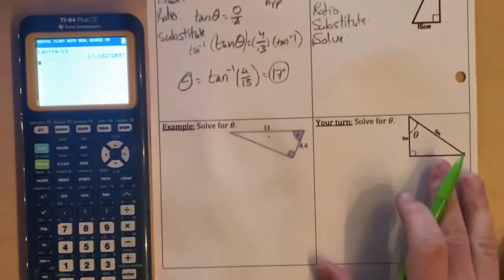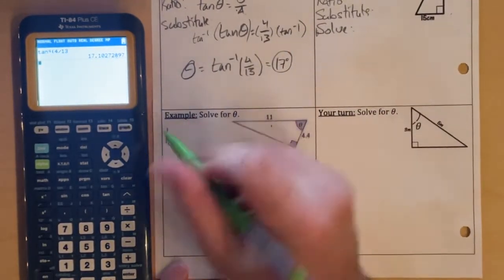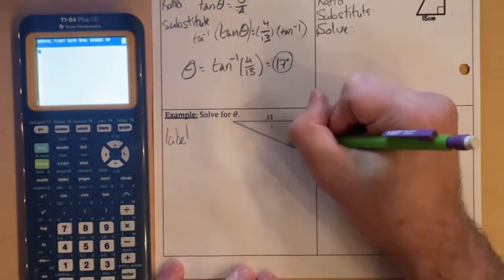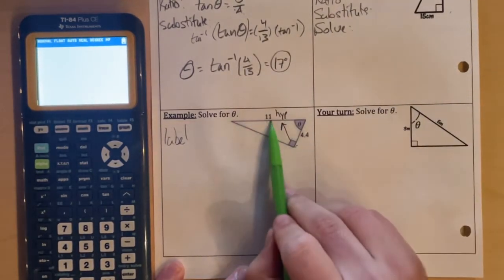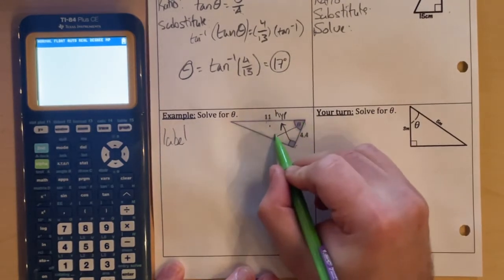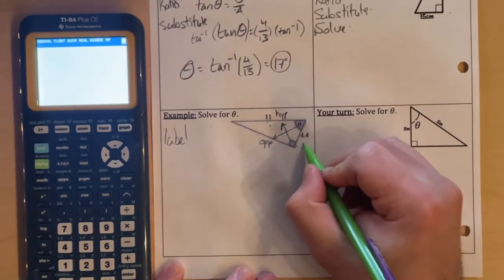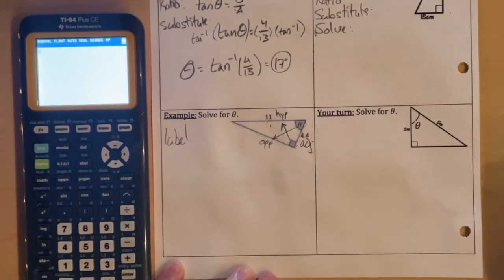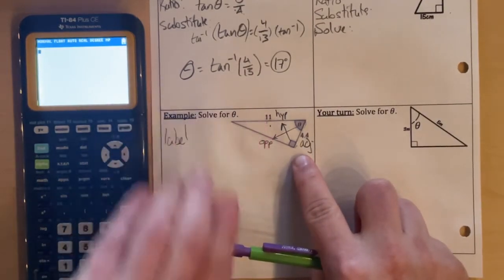All right, and then the last example looks like this. Solve for theta. I have my labels. I take my right angle, and the side opposite of that right angle is going to be my hypotenuse, which is 11. I have my angle theta, which means the side opposite of that we can label as opposite, and that 4.4 is going to be our adjacent side. All right, so I have adjacent and I have hypotenuse.